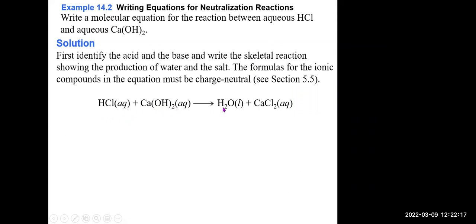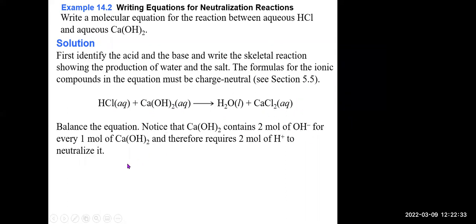So we see they produce H2O, then we take the cation from the base and the anion from the acid to produce the salt. To neutralize the charge, because Ca is 2 plus and Cl is 1 negative, we need 2 Cl to neutralize the charge. This is the skeletal chemical reaction equation.